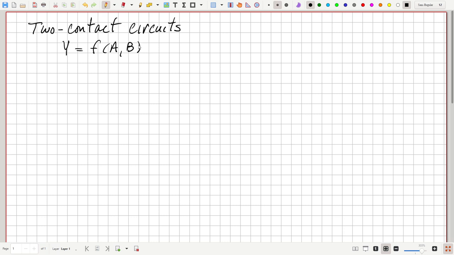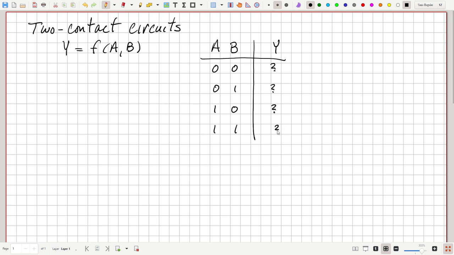They're zero or one, and likewise Y is. So the behavior of this circuit, any circuit of this form, will be fully specified by just filling out a truth table, like so. We'll put all possible combinations of A and B: 0 0, 0 1, 1 0, and 1 1. And then we just fill in the various values of Y. All right, so that was what the truth table would look like.